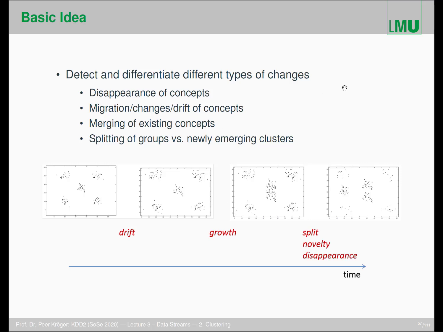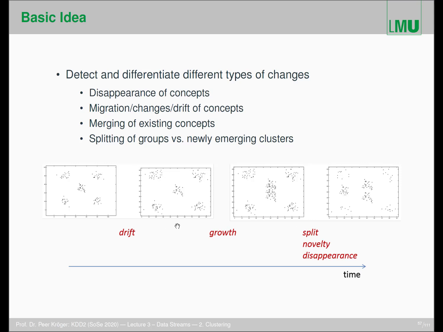So the basic idea here is that we want to detect and also differentiate between different types of changes, not types of patterns now, but types of pattern changes. And basically there are four different types of changes. So the disappearance of concepts, the migration, change or drift of concepts, patterns. So concepts and patterns are used interchangeably here. The merging of existing concepts, and the splitting of groups versus newly emerging clusters.